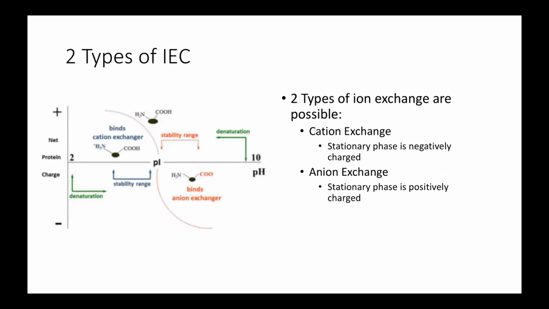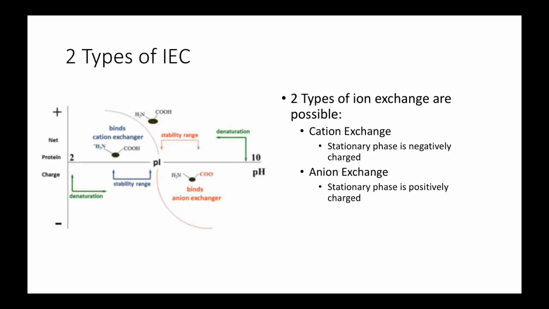So there's actually two different types of ion exchange chromatography. The first one is cation exchange, and the second is anion exchange. For cation exchange, the stationary phase is negatively charged, and so therefore it attracts cations. And then the opposite is true for anion exchange. Its stationary phase is positively charged, and it attracts anions.